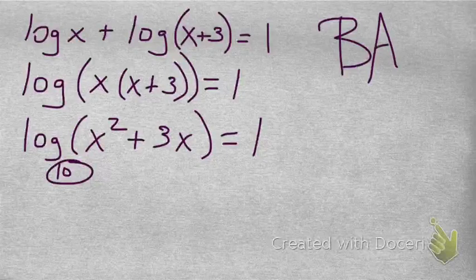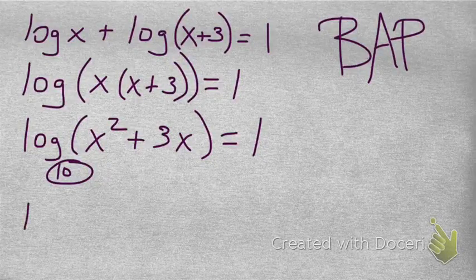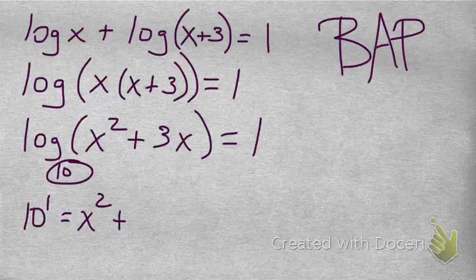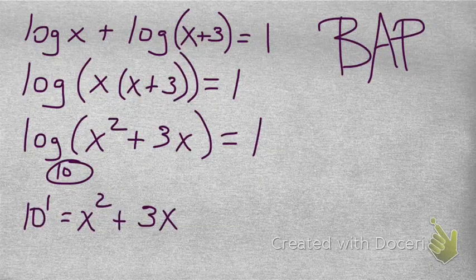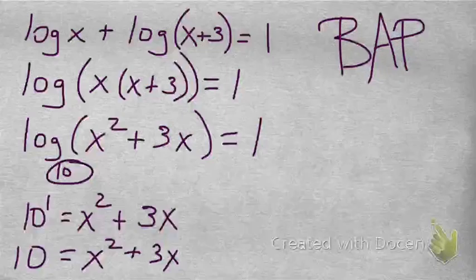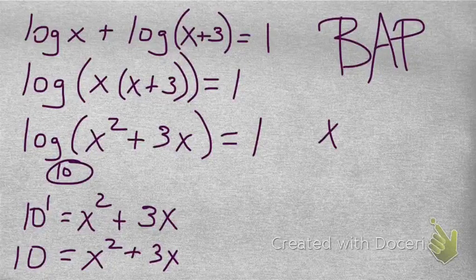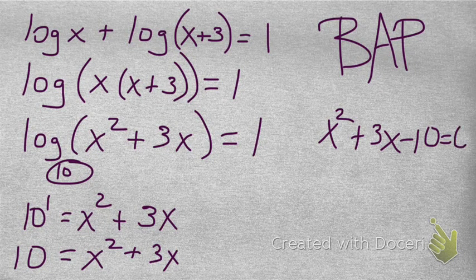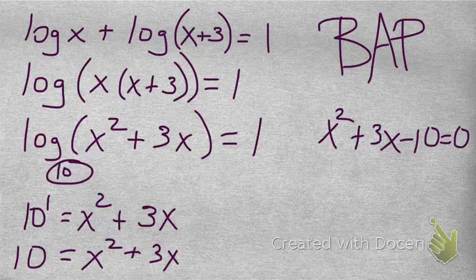Say it again, BAP. The base is 10. The power is 1. And the answer, well, is very mysterious. 10 to the 1, of course, is 10. We're looking for 2 answers. When you're looking for multiple answers, we have this habit, it's a good habit, to get a 0 on one side. We move that 10 to the other side with subtraction.